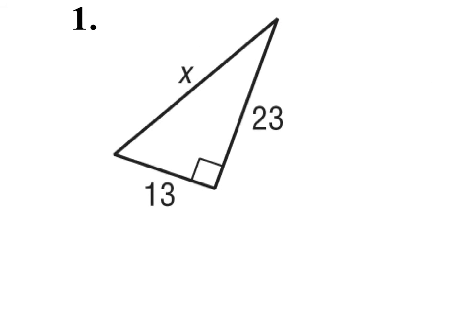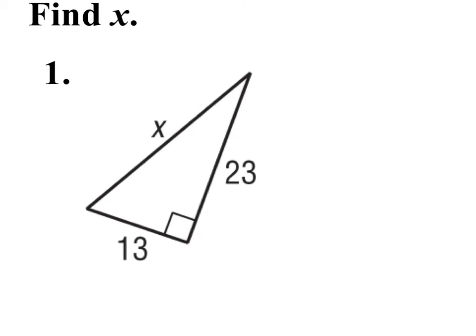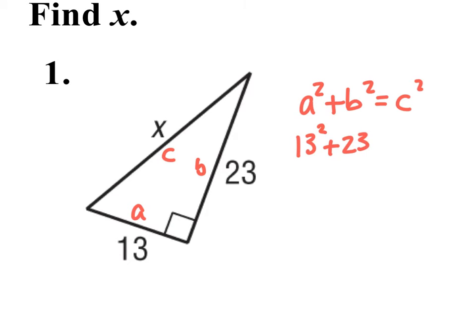Whenever I do these types of problems, I always label my sides. We'll just call this A, B, and C. And then I always write out the Pythagorean theorem: A squared plus B squared is equal to C squared. And so I want to plug in my numbers. A is 13, so I'm going to say 13 squared plus 23 squared is equal to C squared.